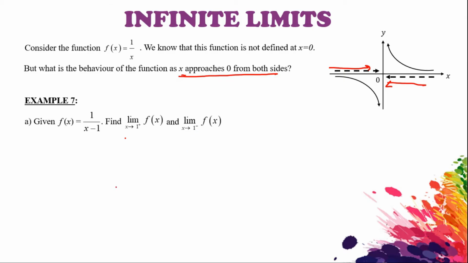So what we need to do, we can first do a number line. We know that x equals 1 and we have 1 from the right and 1 from the left. So we can assume any numbers nearest to 1. Let's say, for 1 from the right, we can assume the number 1.1. And for before 1, we can assume the nearest value is 0.9.